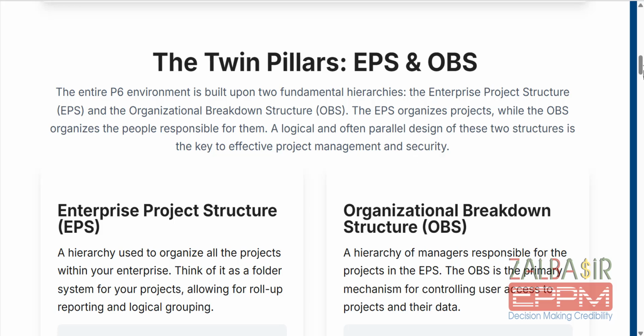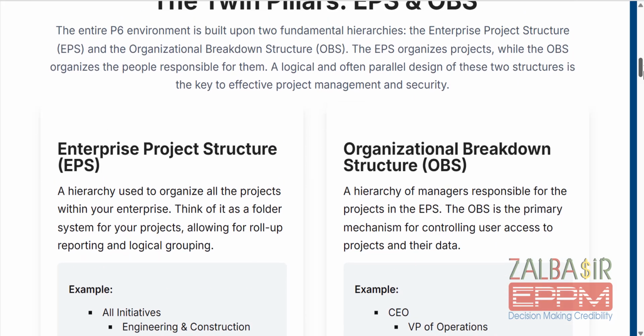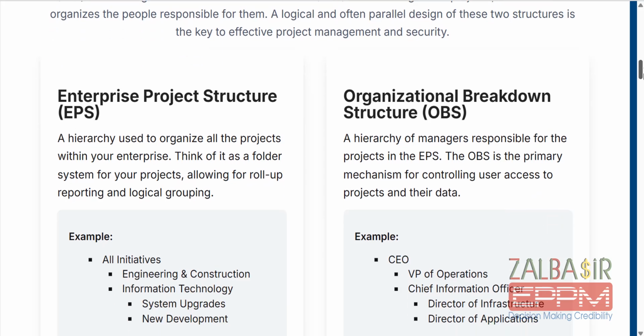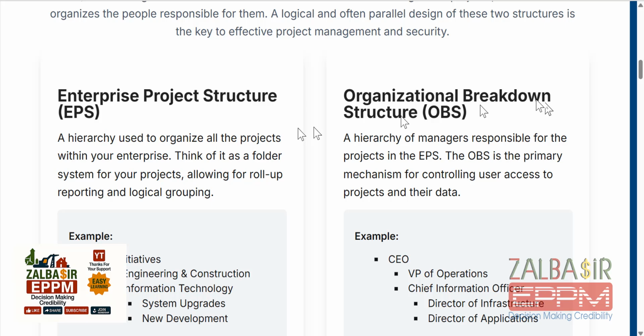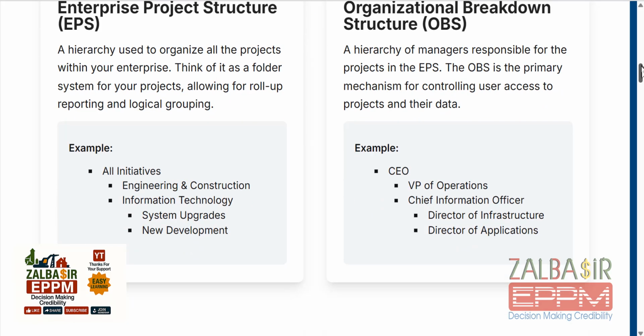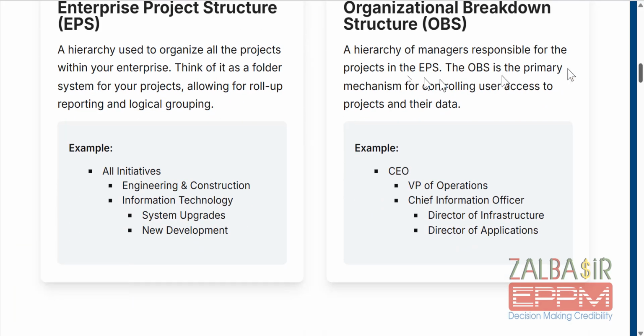So very important. Okay, so when you have someone on top of you, he can see what you do under him. And of course, when you do the EPS, for example, you do the portfolios of your company. You might do it by regions, by discipline, by type of clients, etc. And OBS is the structure of the company, starting from the CEO top down.